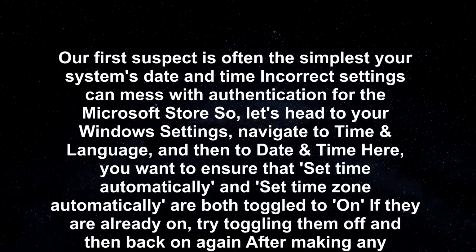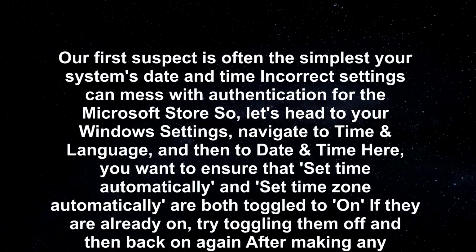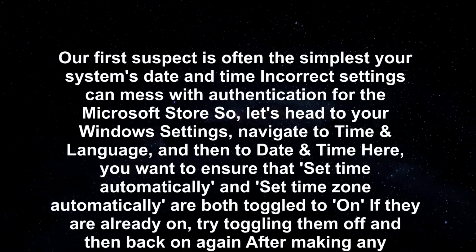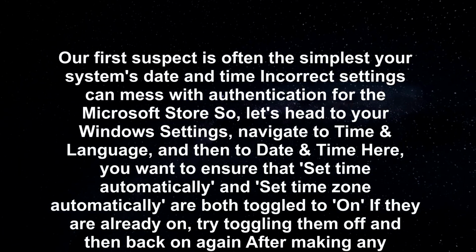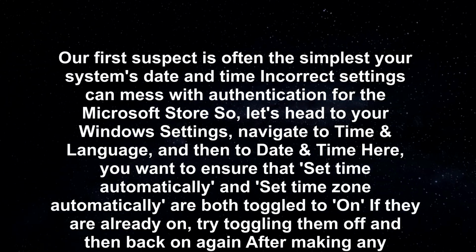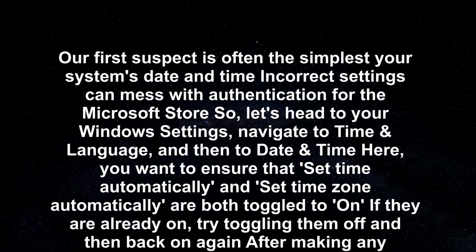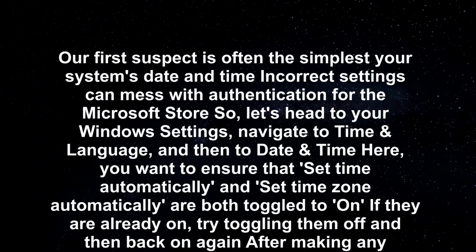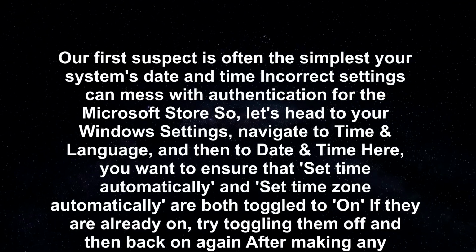So, let's head to your Windows settings, navigate to Time and Language, and then to Date and Time. Here, you want to ensure that Set Time Automatically and Set Time Zone Automatically are both toggled on. If they are already on, try toggling them off and then back on again after making any adjustments. Click Sync Now to apply the changes. Sometimes a simple reset of these settings is all it takes.